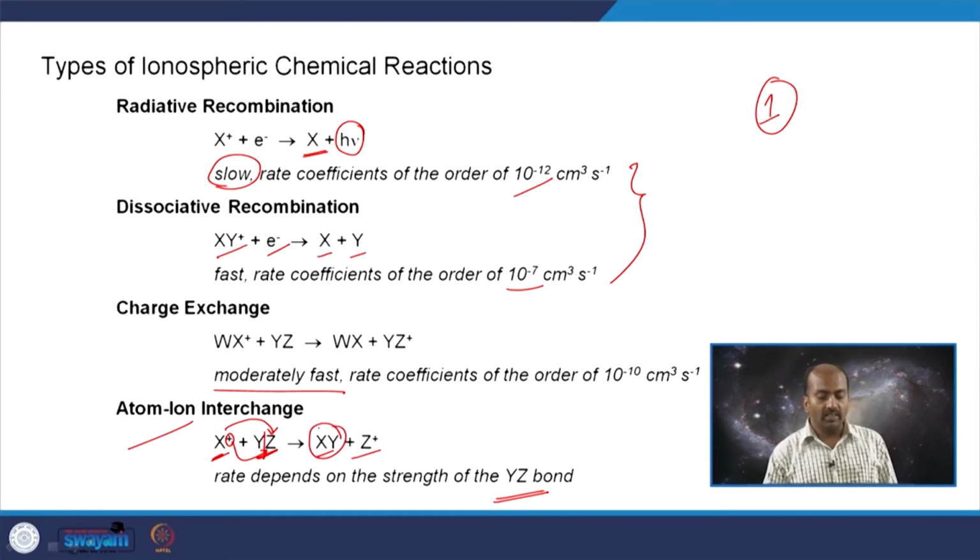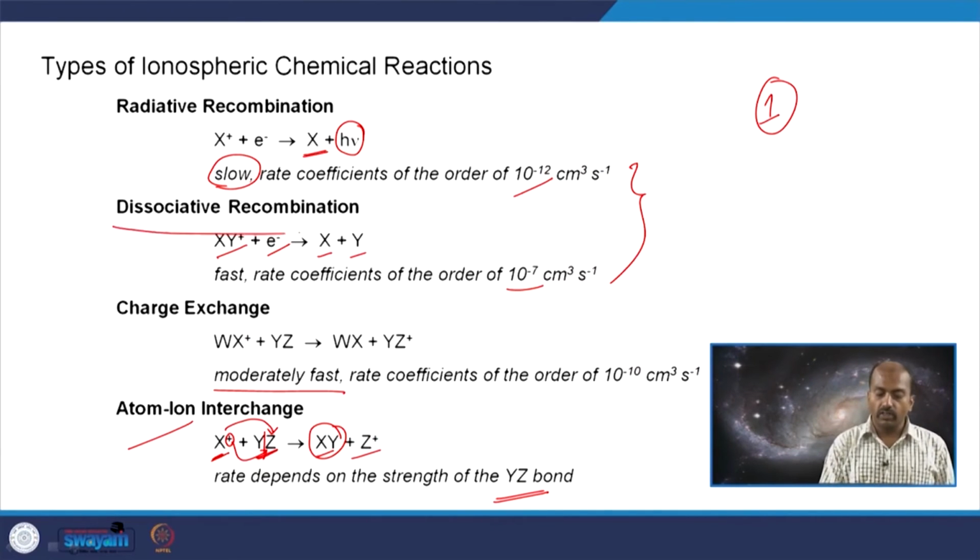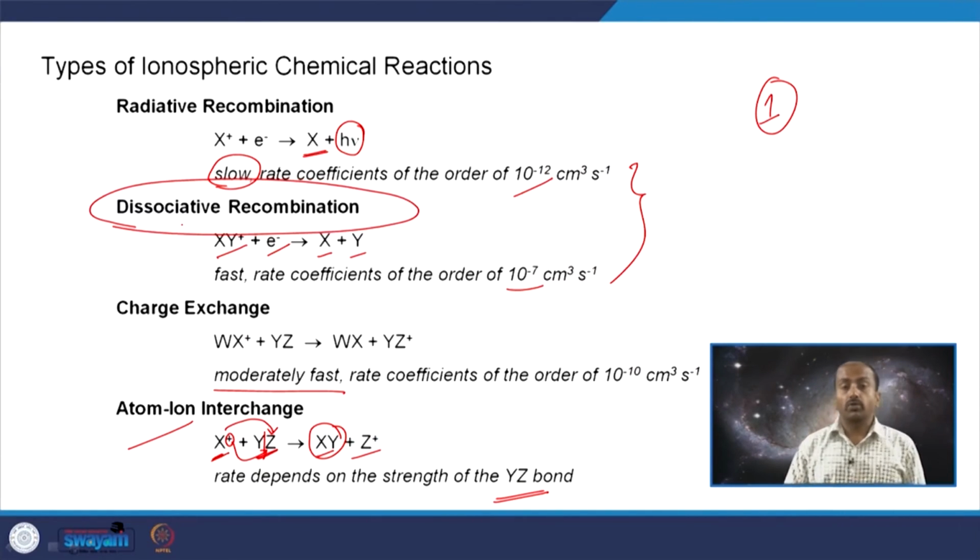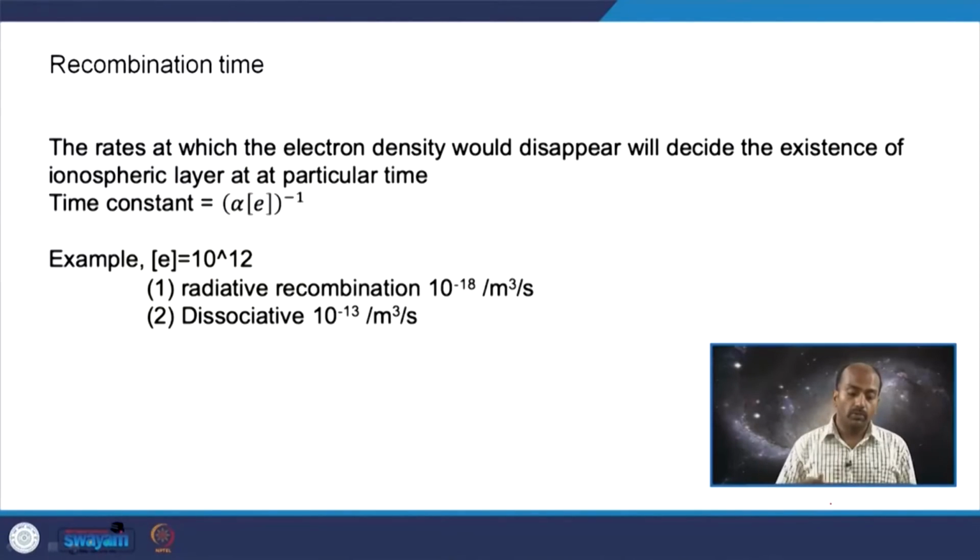So in essence, one very good message here is that it is the dissociative recombination reaction which is the fastest chemical process that happens in the ionosphere. So dissociative recombination takes care of many things. We will see how they differ. Okay, but let's see how exactly they matter.